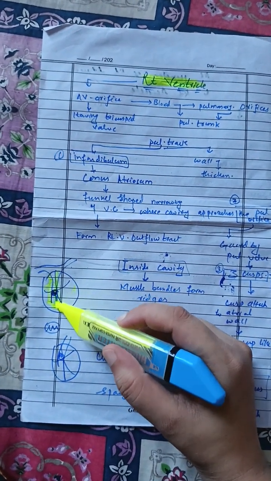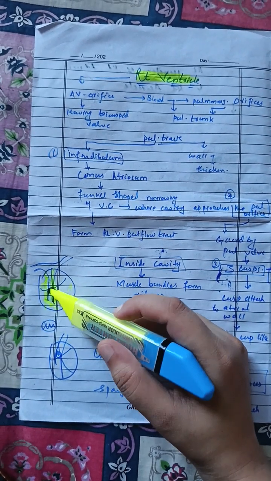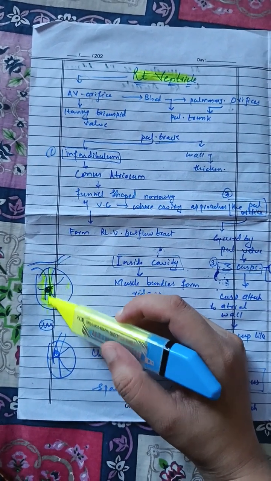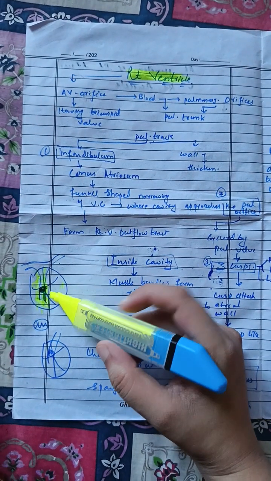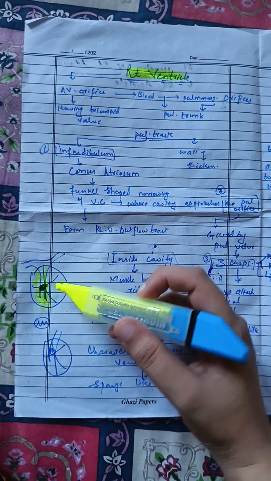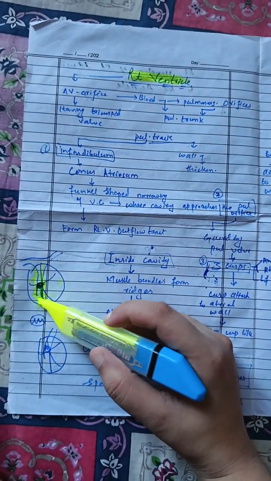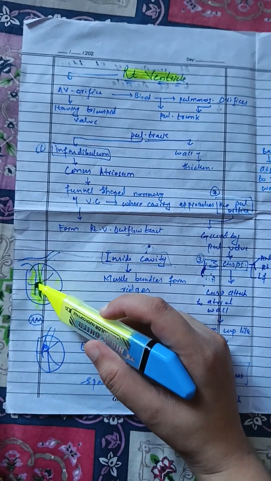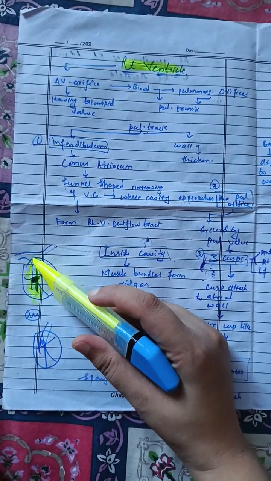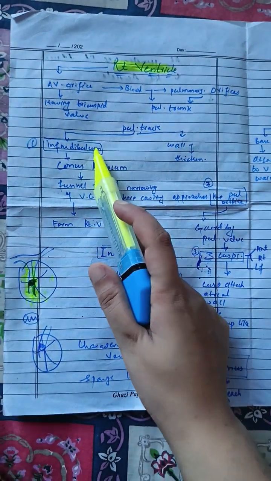In the pulmonary trunk there is a funnel shaped opening, and before this opening there is a funnel shaped ventricular cavity, which is called the infundibulum. Through this funnel shaped cavity, the ventricle is connected to the orifice of the pulmonary trunk. This funnel shaped cavity is called the infundibulum.